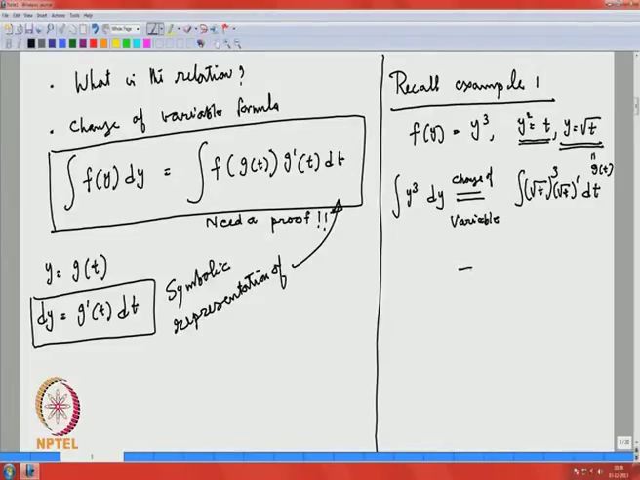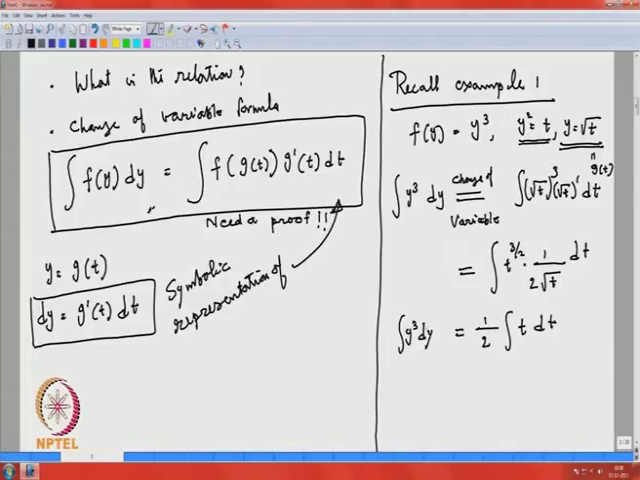So, when I write this, I have not used anything else, I have used the change of variable formula. If I substitute that, I will get t power 3 by 2 times 1 by 2 root t dt, which is nothing but half of t dt. So, you arrived at that formula for the integral of y cube. I proved this third equation without bypassing that, you just apply that and then you proceed. So, this is your first example.